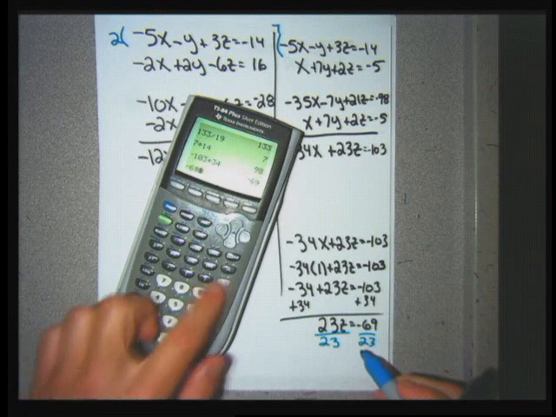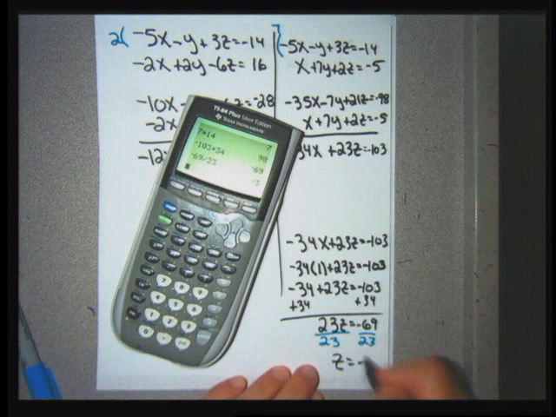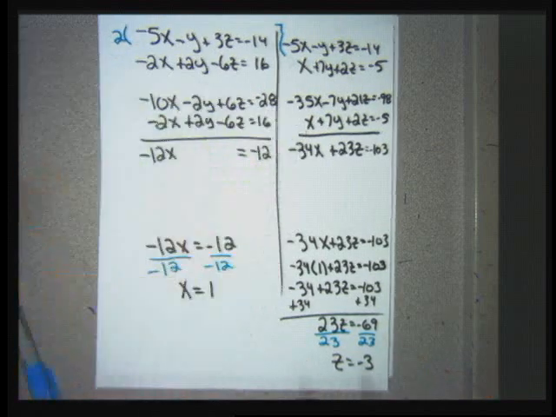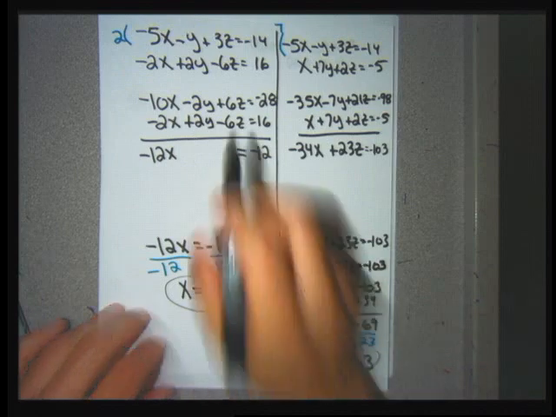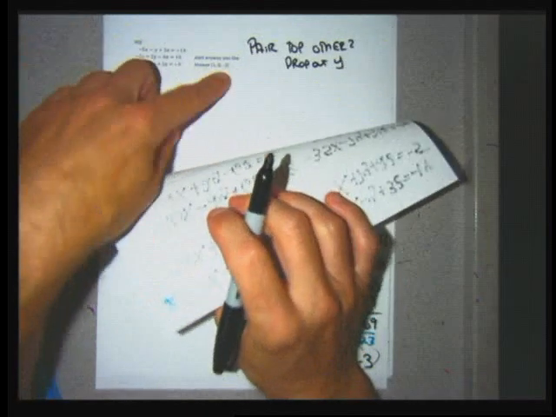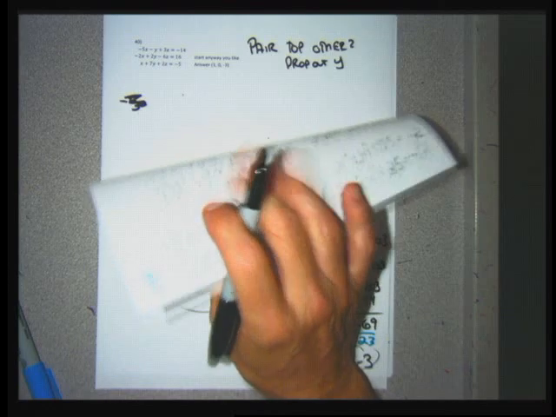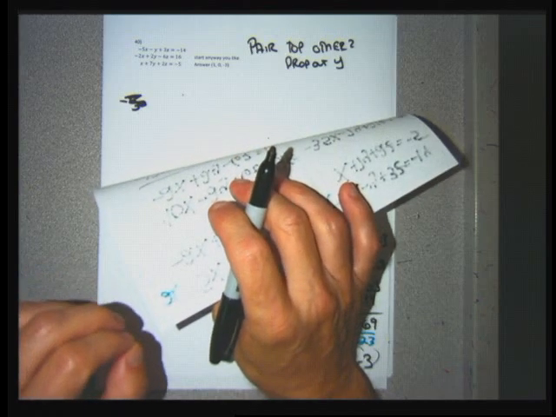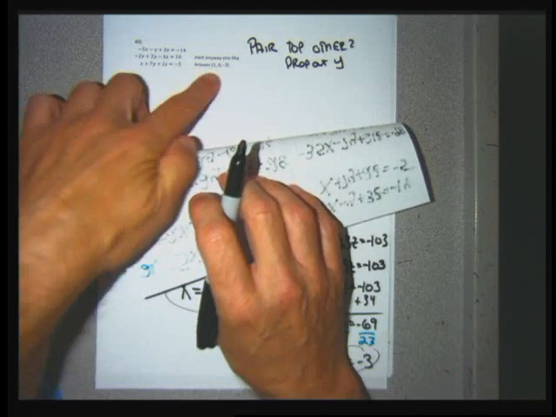Negative 69 divided by 23 gives me negative 3. So I get z equal to negative 3. So I have a value for x, a value for z that match up, and now I want to get a value for y. To get a value for y, I can take any of the equations in this problem that have a y, plug 1 in for x and negative 3 for z. Apparently I'm going to get y equal to 0.